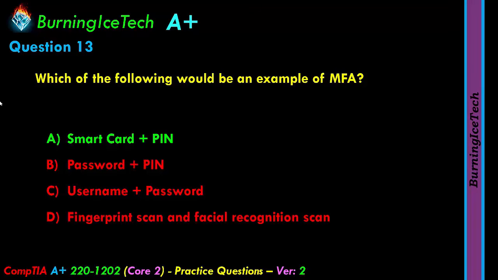If you look at answer C, a username, that is something you know. A password is something you know. Still single factor. If you look at answer D, fingerprint scan, that is biometric. Facial recognition, that's biometric. Still single factor. The only multi-factor answer here, folks, is A.